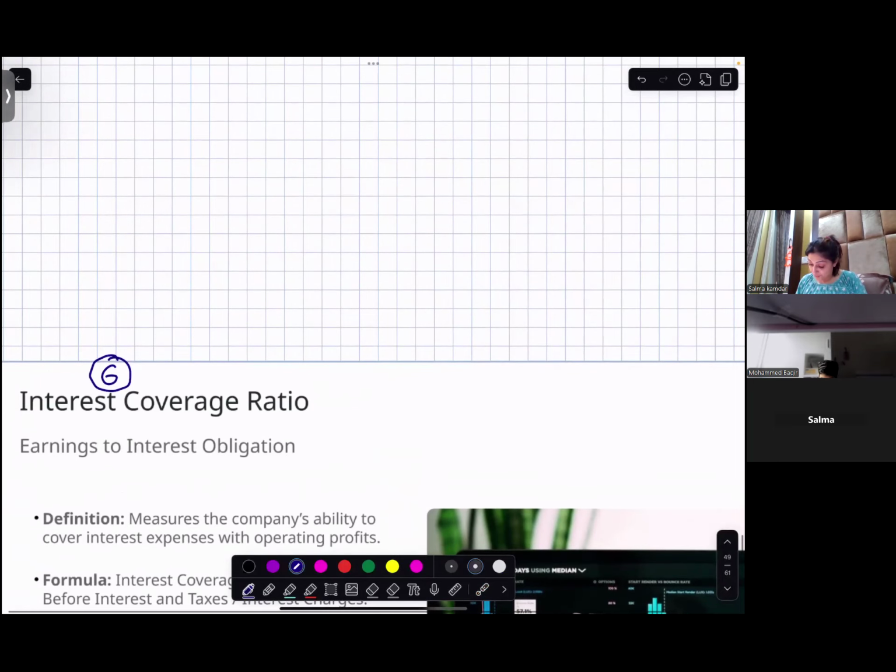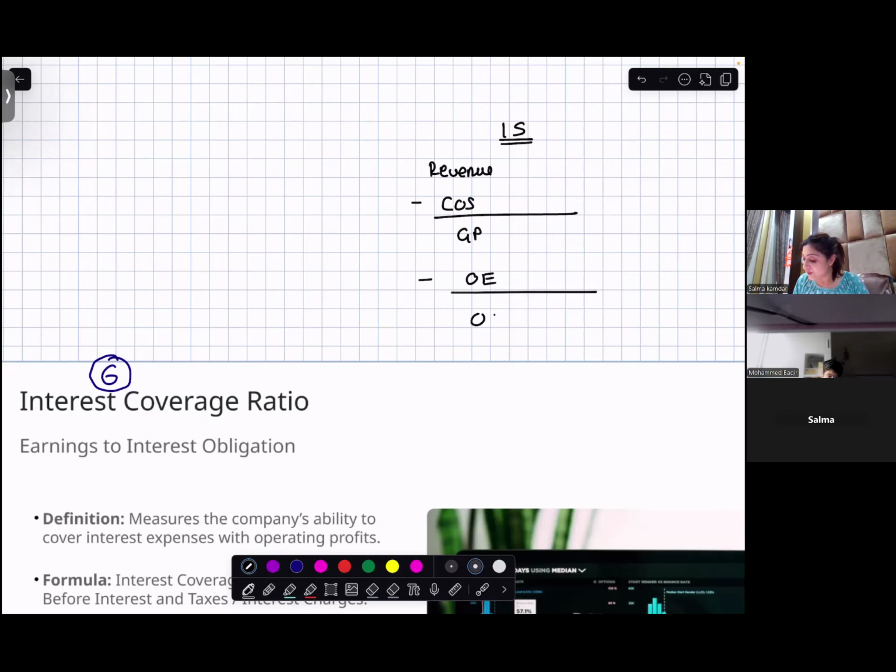For the interest coverage ratio, you should always know your income statement. Do you know your income statement? You have your revenue. From your revenue, you minus your cost of sales. What you get is your gross profit. From your gross profit, you minus your operating expenses. What you get is your operating profit.